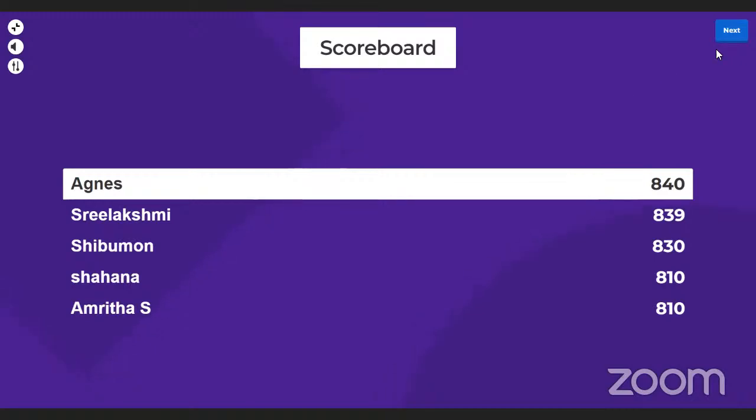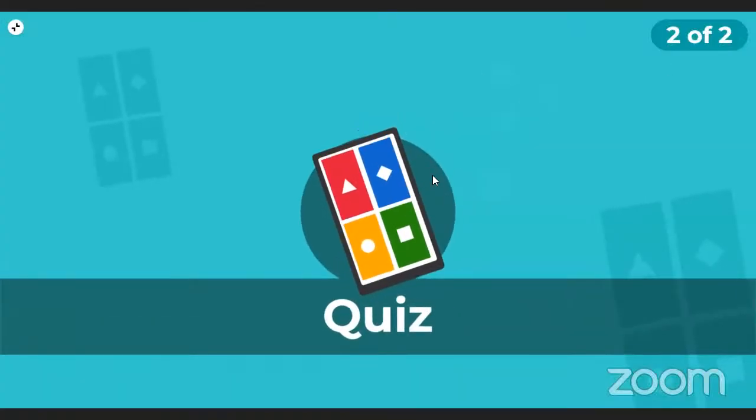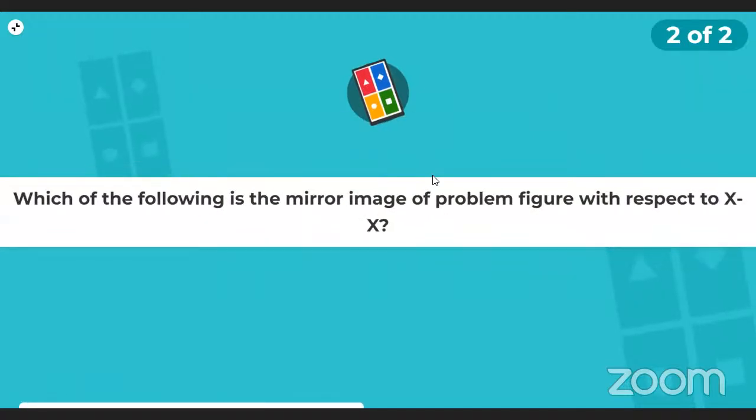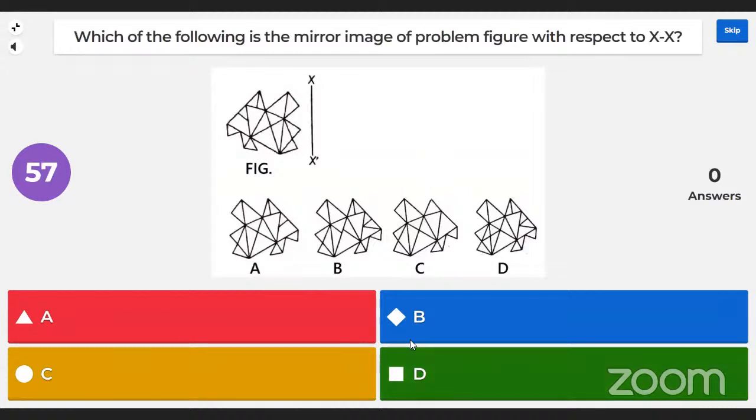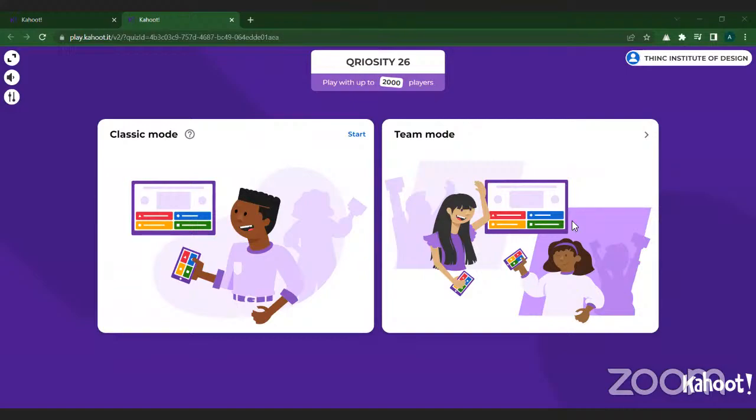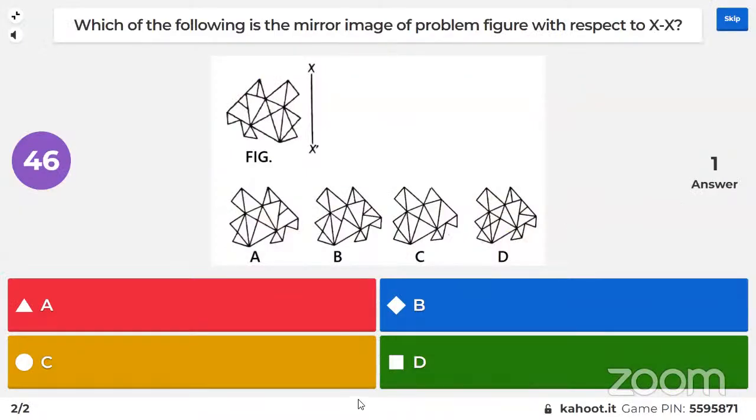We have one more question remaining in the demo session. Still, if you have any doubts regarding the same, you can ask in the chat box. We have answers in the chat box also. If you have any doubts regarding the question or the quiz, you can ask in the chat box.